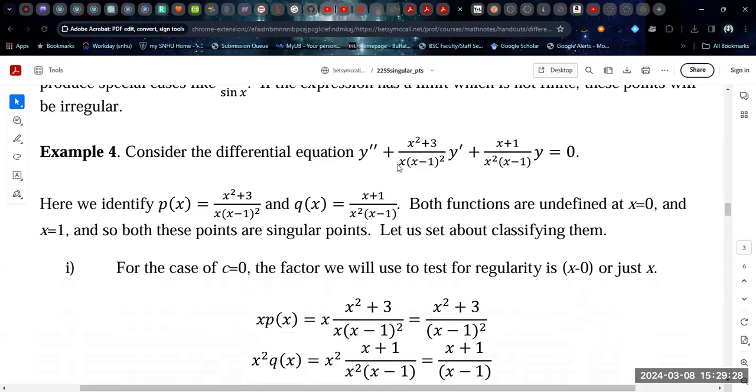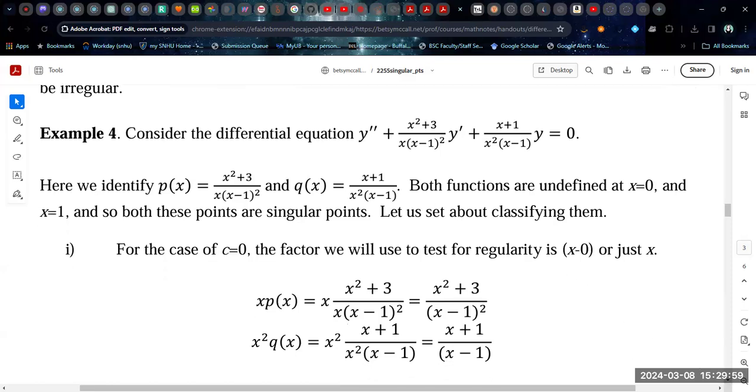So let's consider our second order differential equation. It's solved for standard form in this expression right here. So p of x is the function that is being multiplied by y prime, and q of x is the function being multiplied by y. Now, both of these functions are undefined at 0 and at 1. They just have different powers. So both of these are singular points, and we want to classify them as either regular or irregular.